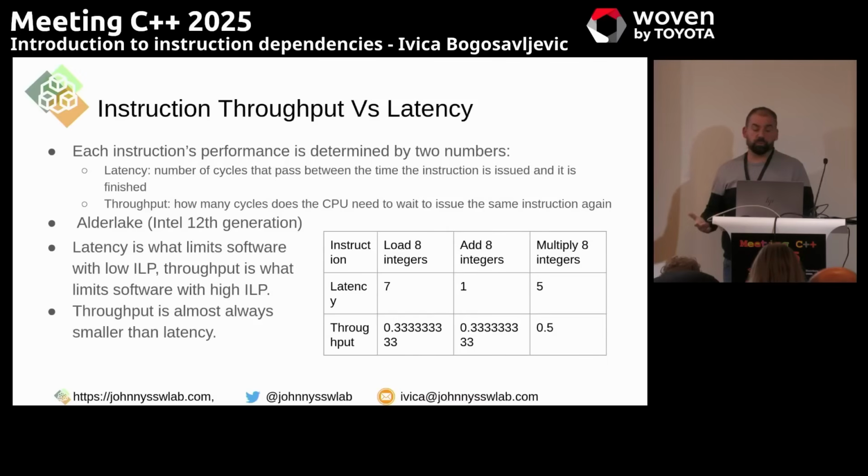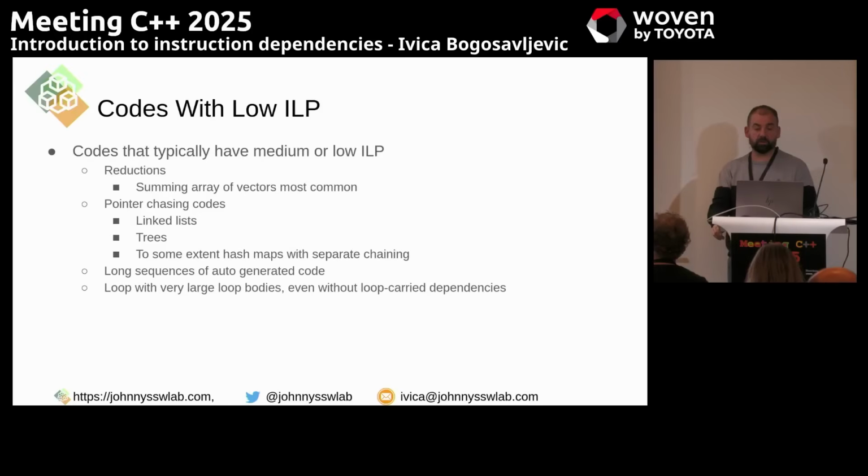The good thing is the throughput is almost always smaller than latency, so thinking about instruction level dependencies and breaking them somehow actually helps performance a lot. Okay, questions? No? Okay. So how do we increase instruction level parallelism?